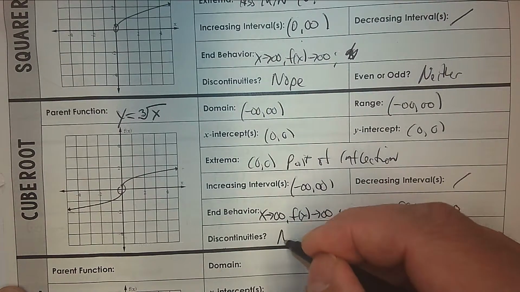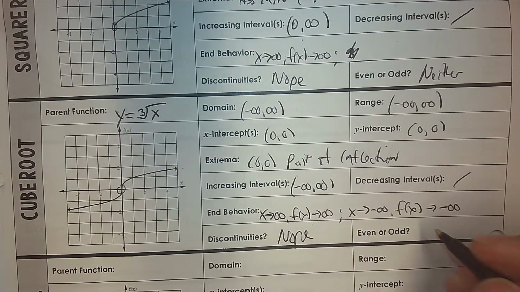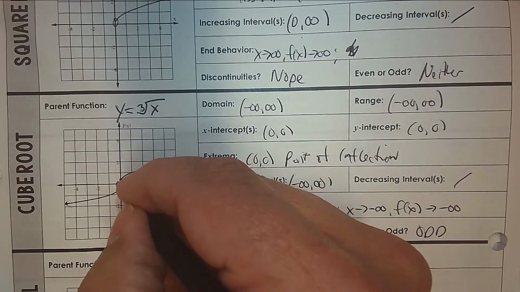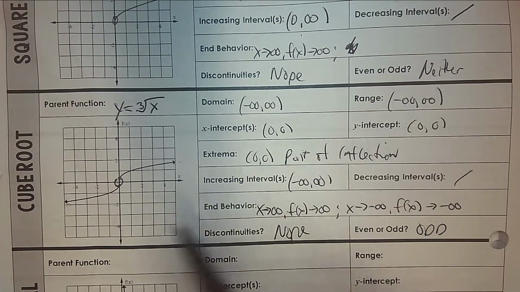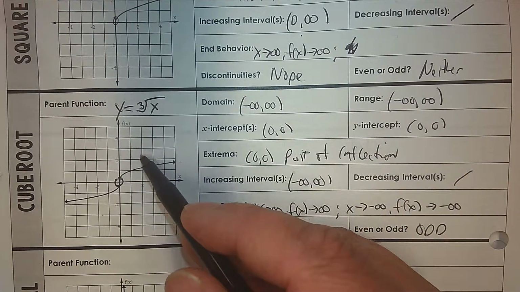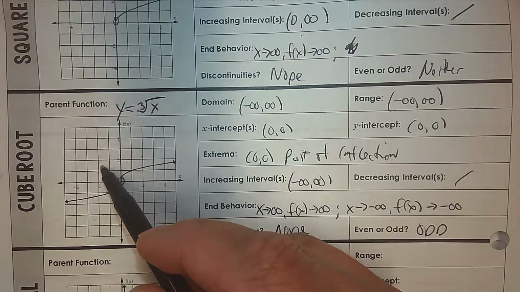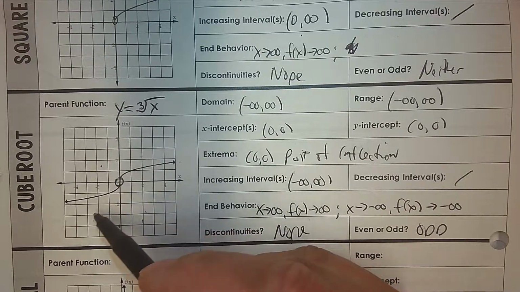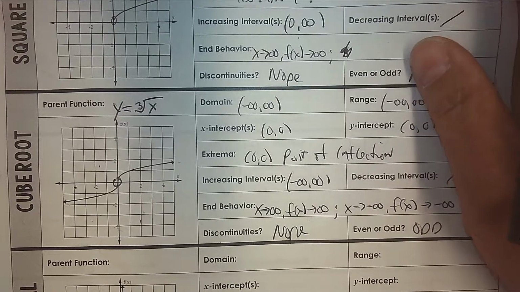Any discontinuities there? Nope, it's continuous all the way through. Is it even or odd? And you can see it is odd, symmetry around the origin. One way to tell whether it's odd is by looking at the cross quadrants, so quadrant 1 and quadrant 3, or quadrant 2 and quadrant 4. Seeing symmetry in the quadrants that are across from each other gives us that odd symmetry.